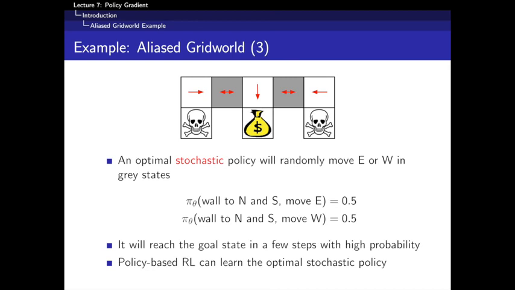Okay, so the summary of these couple of slides is to say that whenever state aliasing occurs, a stochastic policy can do better than a deterministic policy.